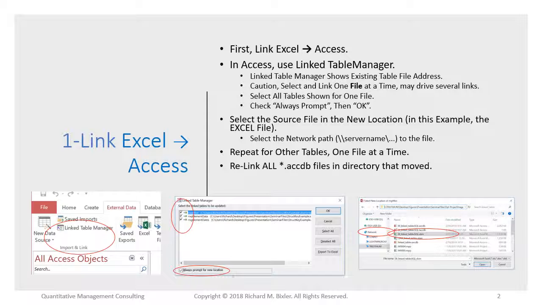Linked tables can come from one or more Excel workbooks. You must link one workbook at a time. You can only specify one updated path at a time. Checkmark all the tables linked to one Excel workbook. You can examine current file paths among the links to identify the workbooks. Checkmark Always Prompt for New Location, then OK.